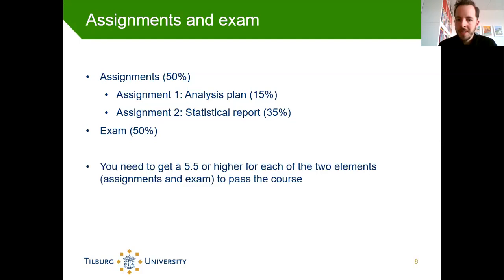Yeah, so more formal information, you need to get a 5.5 as a grade or higher for each of the 2 elements. So the assignments together on the one hand, and the exam on the other hand, to pass this course.